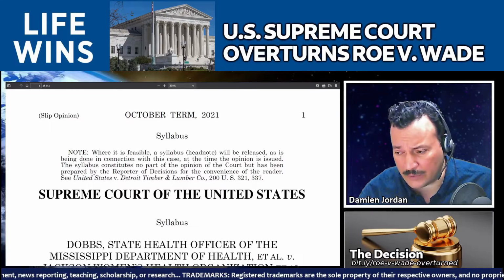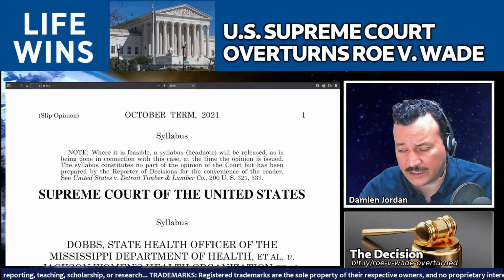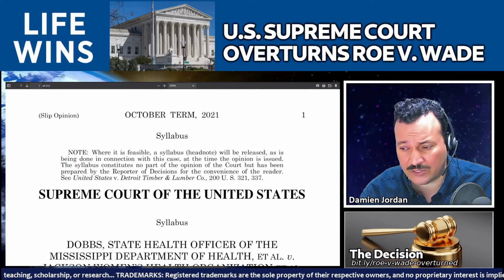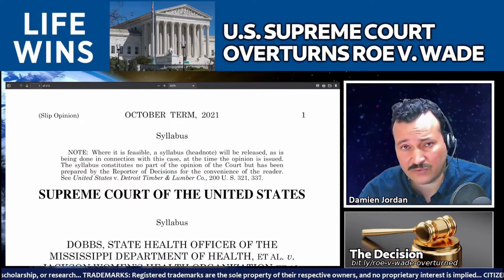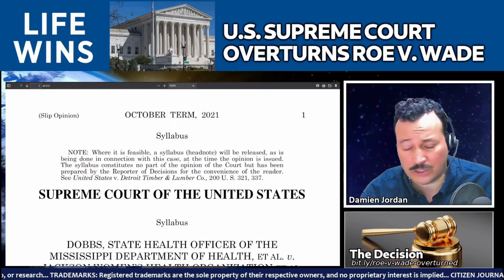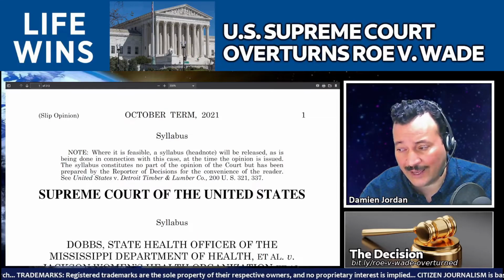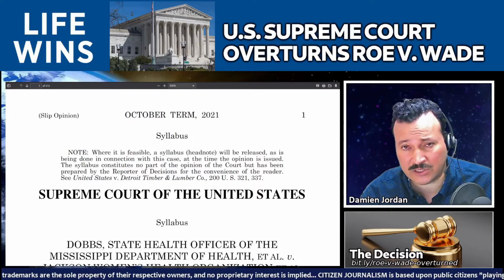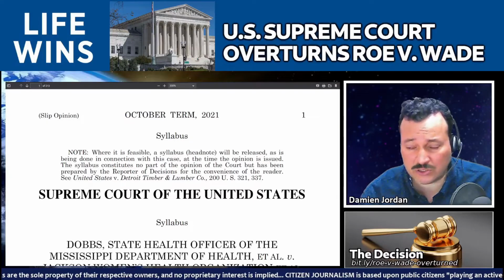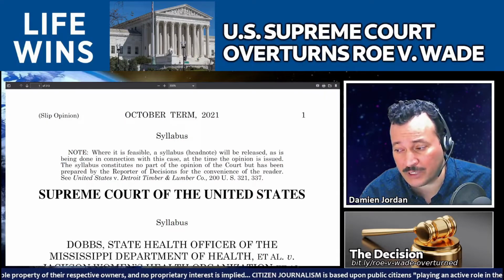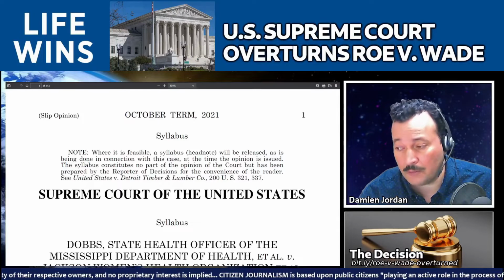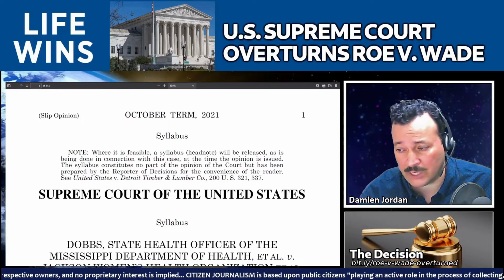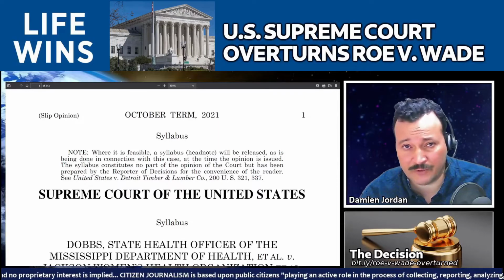What we're going to look at right now is the syllabus. And as you can see right here at the top of the page, it says, note, where it is feasible, a syllabus or head note will be released as is being done in connection with this case at the time the opinion is issued. The syllabus constitutes no part of the opinion of the court, but has been prepared by the reporter of decisions for the convenience of the reader.